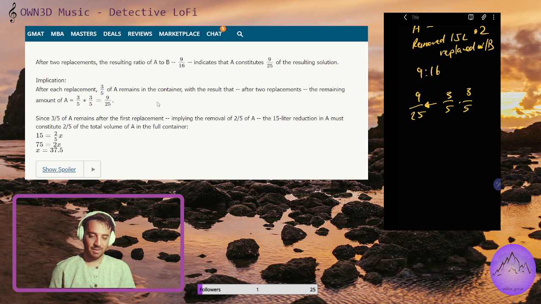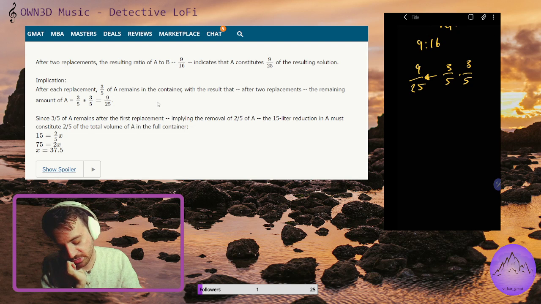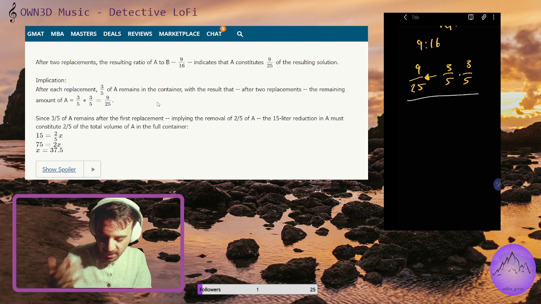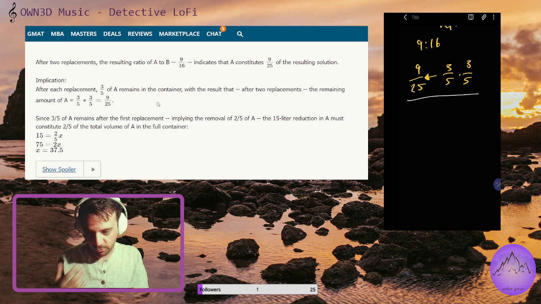Right, okay. So after we remove 15 liters, we're left with 3/5. And then after that, we're left with 3/5 of that. That makes sense. And I think I could do that again relatively easily. If there's 9/25 left after 2 removals, then there must have been 3/5 left after each one, because that's the square root of that. And if there were 3 removals, then it would be the cube root.